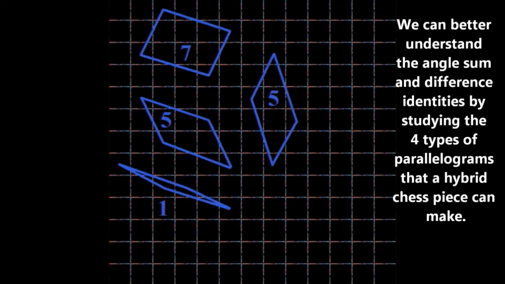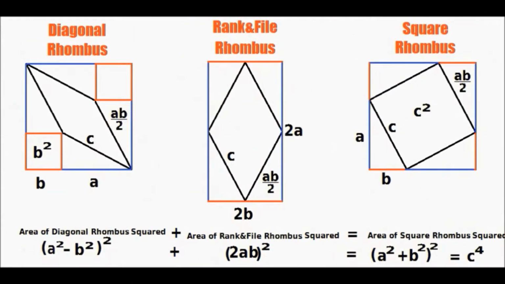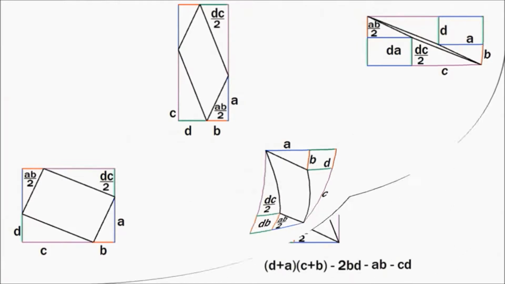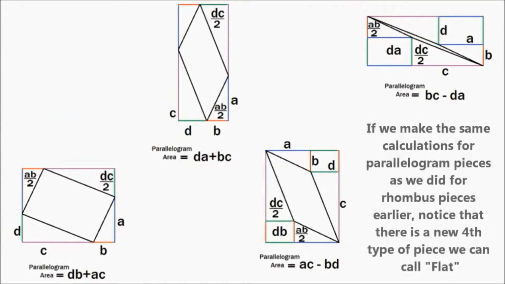We can better understand the sum and difference formulas by studying the 4 possible parallelogram pieces that a hybrid piece can make. If we do the same things for parallelograms that we did earlier for rhombuses, notice that there's a 4th type of piece we can call flat. Although it's not completely flat because its 2 types of movements are unique, the shape has a little bit of area.